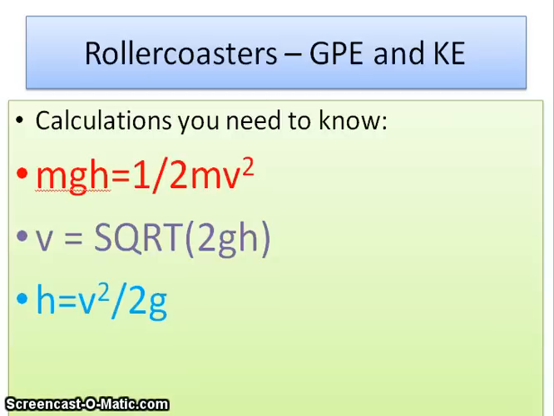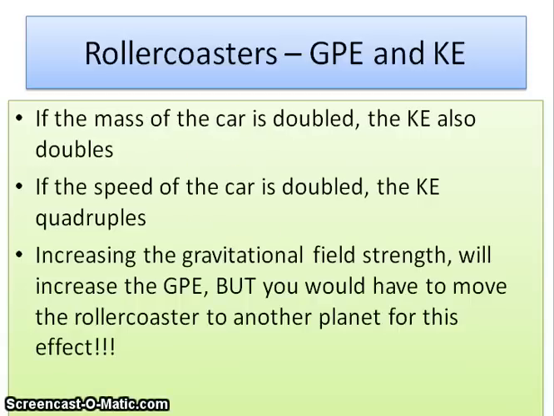Now these are some calculations that you may need to know. These will be given to you at the front of the exam paper for you to use, but don't worry too much. Just make sure you understand how to work out gravitational potential energy, which, like I said, is the mass times the gravitational field strength times the change in height, and kinetic energy. Okay, so as I said there, if the mass is doubled, the kinetic energy doubles. If the speed is doubled, the kinetic energy quadruples, and that's really important to learn.